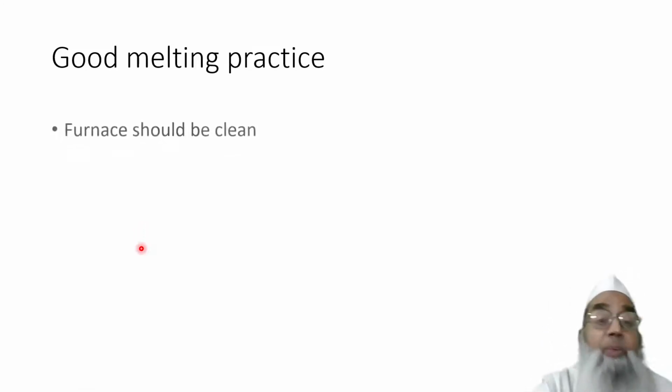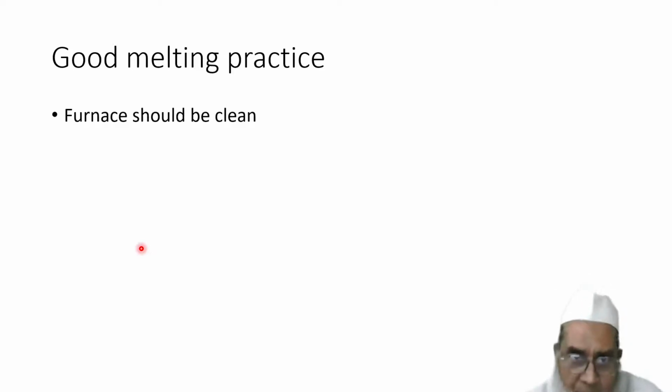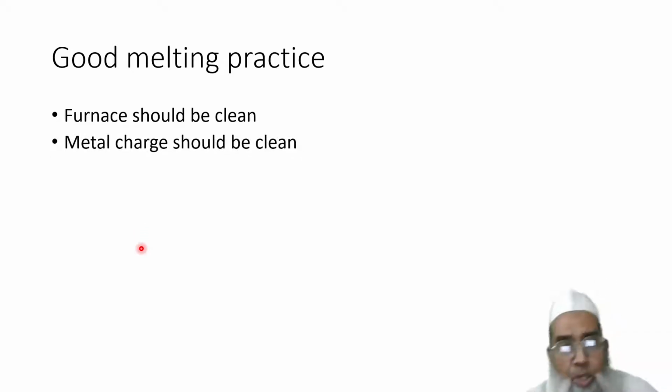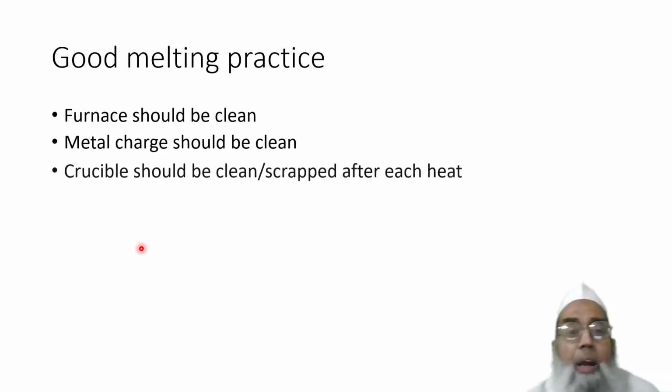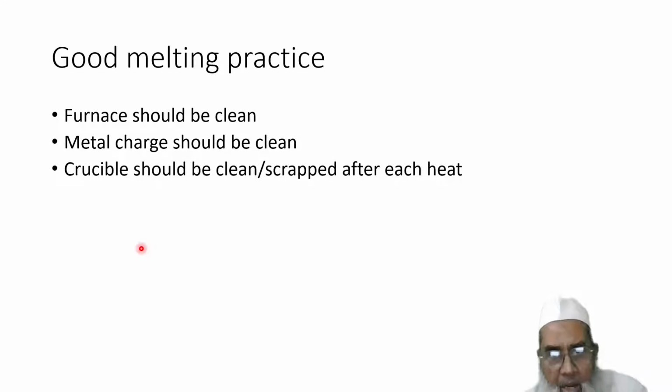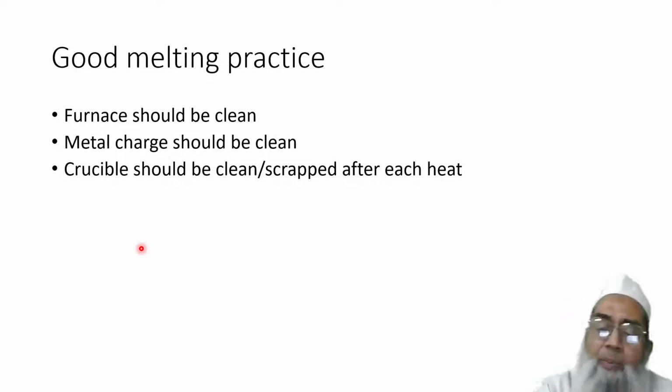Therefore, in a good melting process, first of all the furnace should be clean, the melt shaft should be clean, and the crucible should be clean, or it should be scraped after each heat. It should be scraped so that it has a very clean surface and there are no impurities which can alter the composition or affect the melting practice.